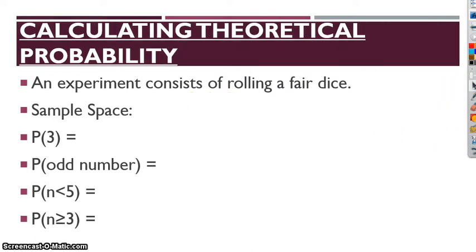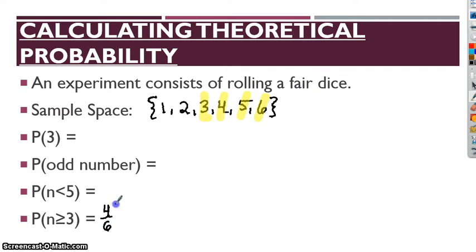How about this one? The probability that the number is greater than 3. Take a look at the sample space. We have 1, 2, 3, 4, 5, and 6. How many numbers are greater than or equal to 3? Well, 3 is equal to 3, 4 is greater than 3, 5 is greater than 3, and 6 is greater than 3. So again, we see 4 out of 6 that are greater than or equal to 3, which reduces by 2 to get 2/3.